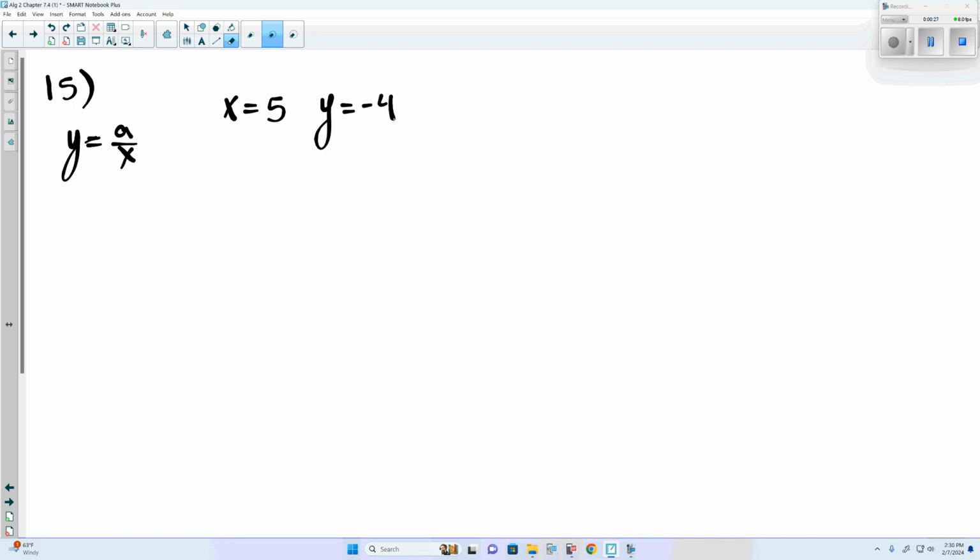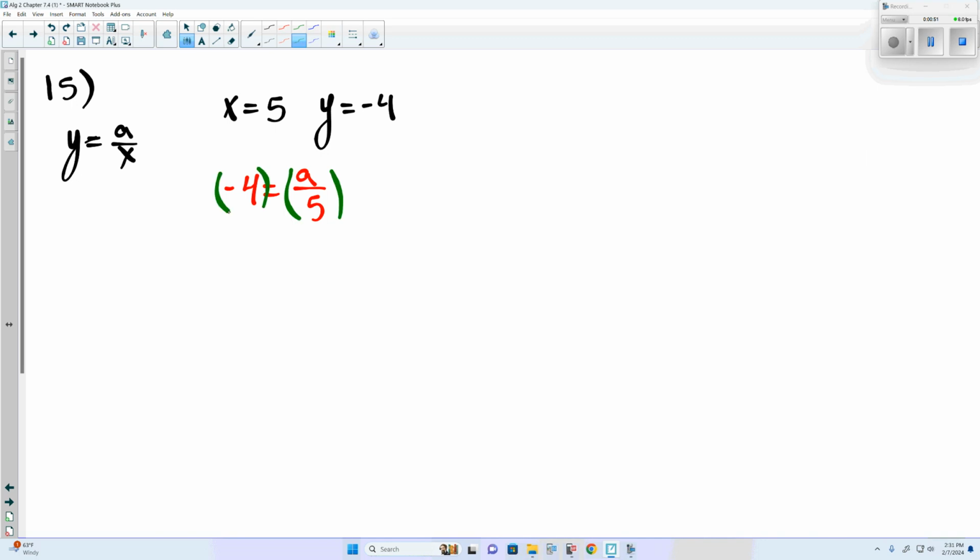So we're told x is equal to 5 when y equals -4. The first thing we need to do is solve for the value of a. So we're saying our y value, -4, is equal to a over 5.